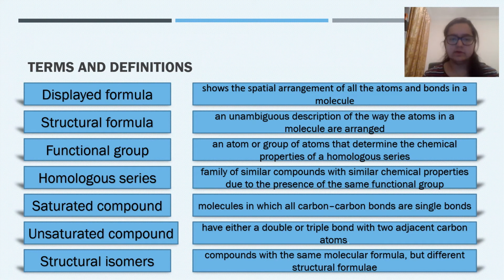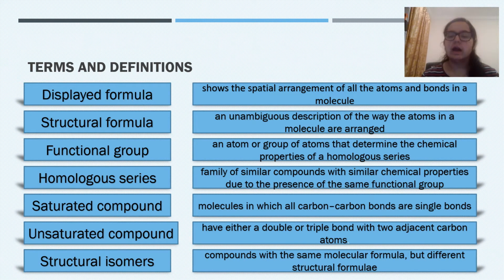Terms and definitions. Displayed formula shows the arrangement of all the atoms and bonds in a molecule. Structural formula is an unambiguous description of the way the atoms are arranged in a molecule. Functional group is an atom or group of atoms that determine the chemical properties of a homologous series. And homologous series is a family of similar compounds with similar properties due to the presence of the same functional group.